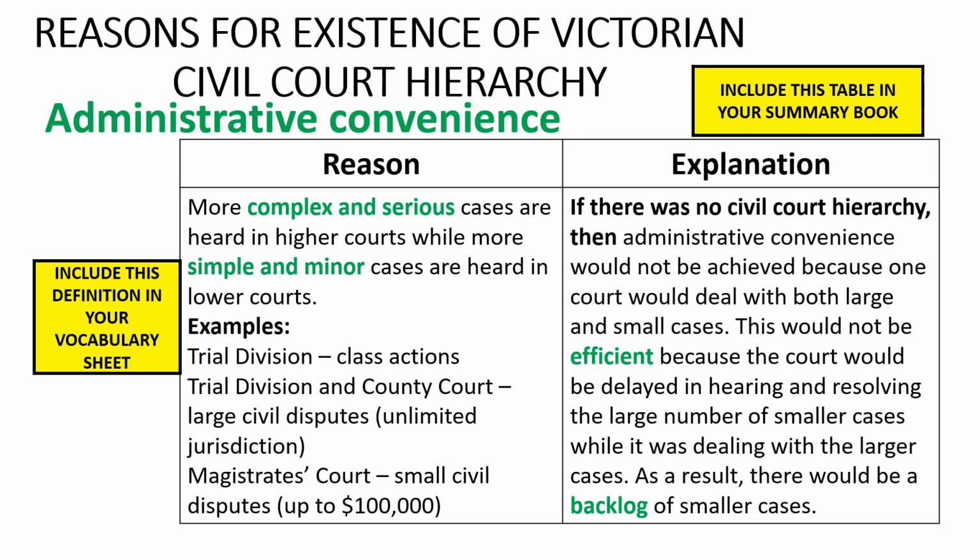The third example of administrative convenience is, of course, the magistrates' court. The magistrates' court only deals with civil disputes of up to $100,000. That is, the magistrates' court only deals with small civil disputes. This is efficient because if the magistrates' court also had to deal with large civil disputes, then these large civil disputes would delay the magistrates' court in dealing with the small civil disputes.